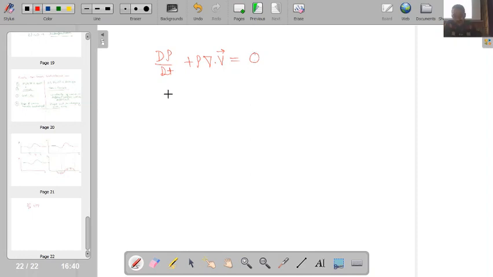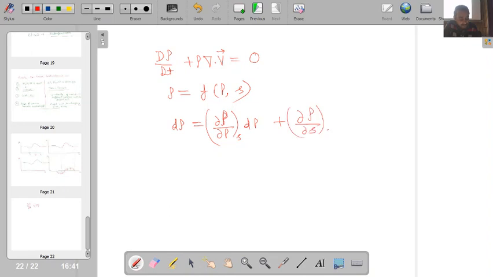Now, thermodynamically, density I can take as a function of pressure and entropy. So from here I can write d rho will be equal to del rho by del P at constant entropy into dP plus del rho by del S at constant pressure into dS. Now, even if my finite sized wave is there, that is also an isentropic process. So for that process, dS will be equal to 0.